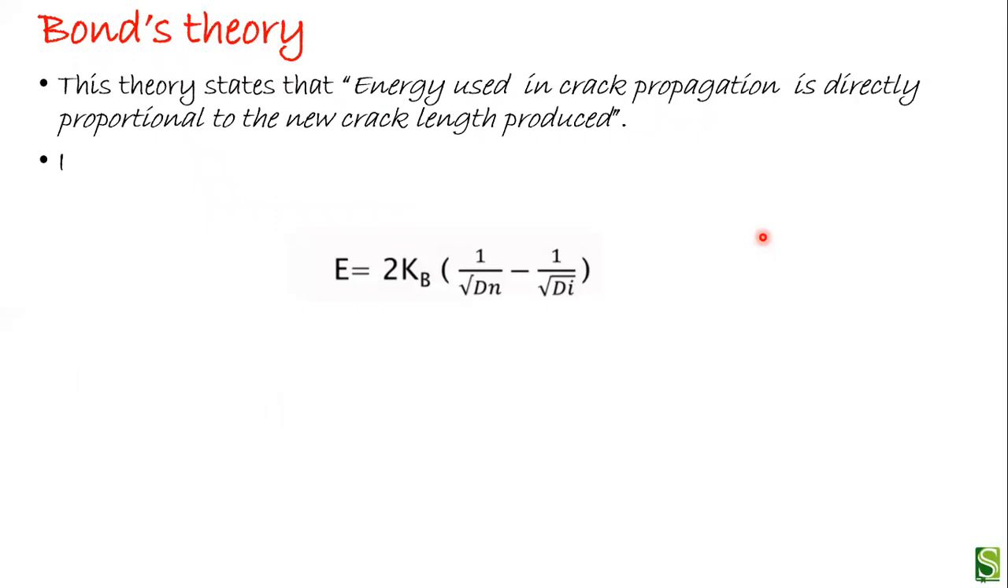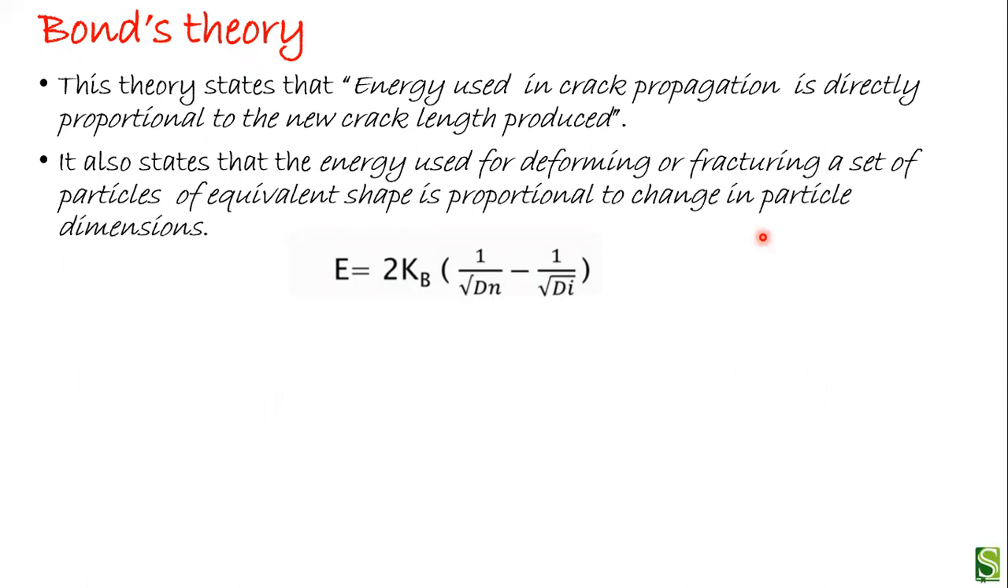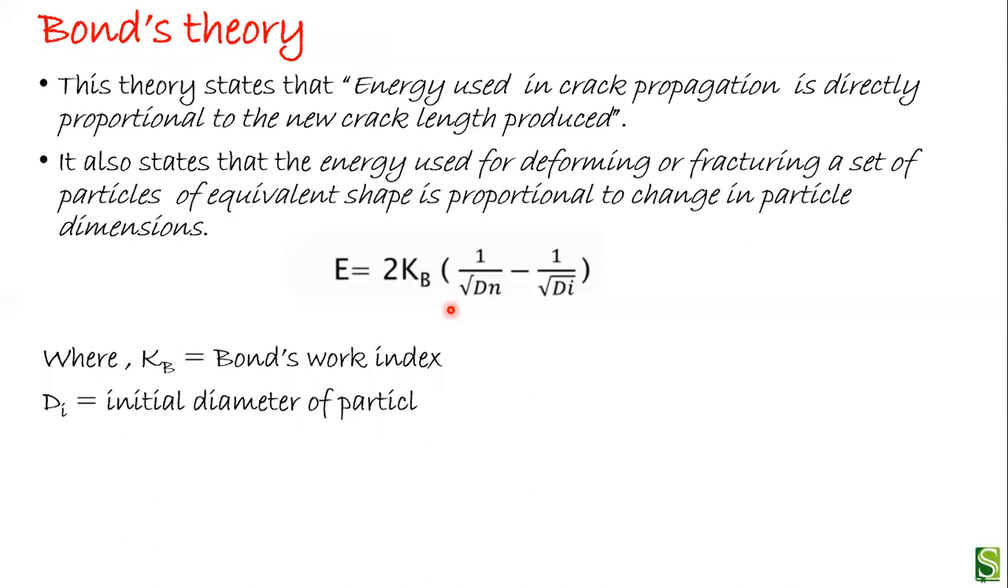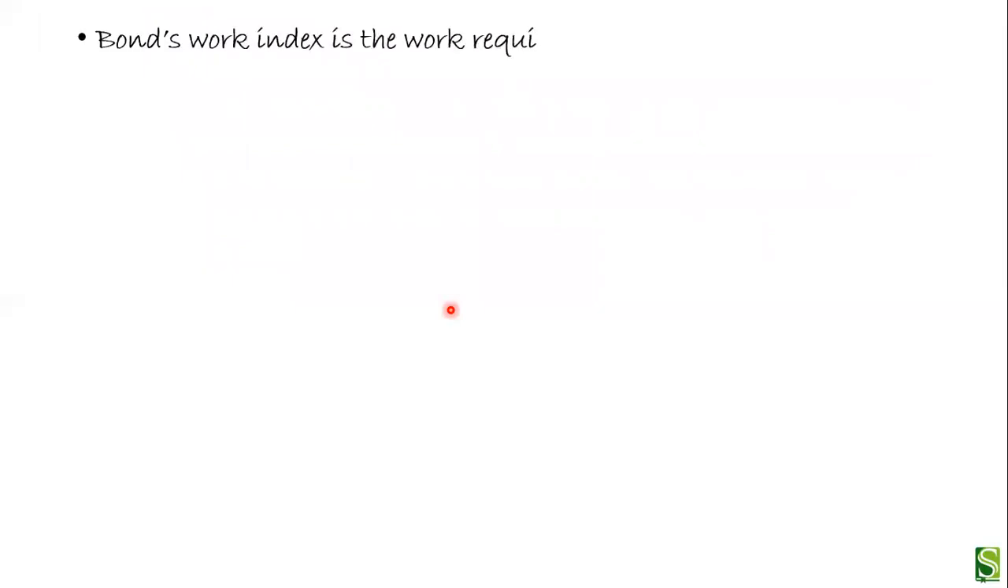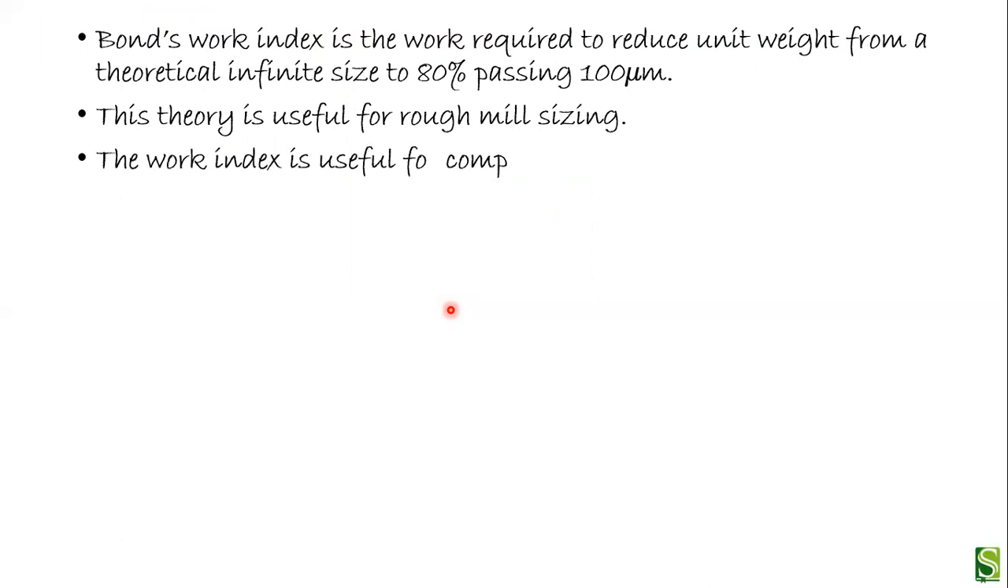Now, what is Bond's theory? This theory states that energy used in crack propagation is directly proportional to the new crack length produced. It also states that the energy used for deforming or fracturing a set of particles of equivalent shape is proportional to the change in the particle dimensions. This is the equation for same, where Kb is the Bond's work index. Di is initial diameter of particles and Dn is the new diameter of the particle. So Bond's work index is the work required to reduce unit weight from a theoretical infinite size to 80% passing 100 micrometer. This theory is useful for rough mill sizing. The work index is useful for comparing efficiency of milling operations.